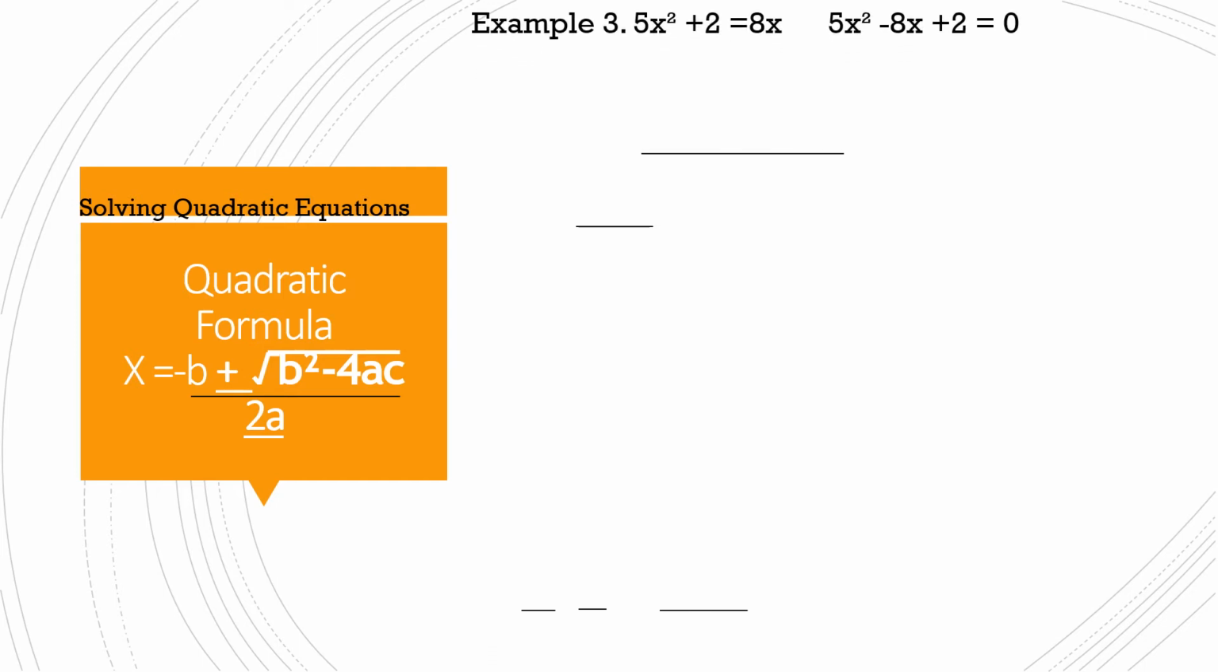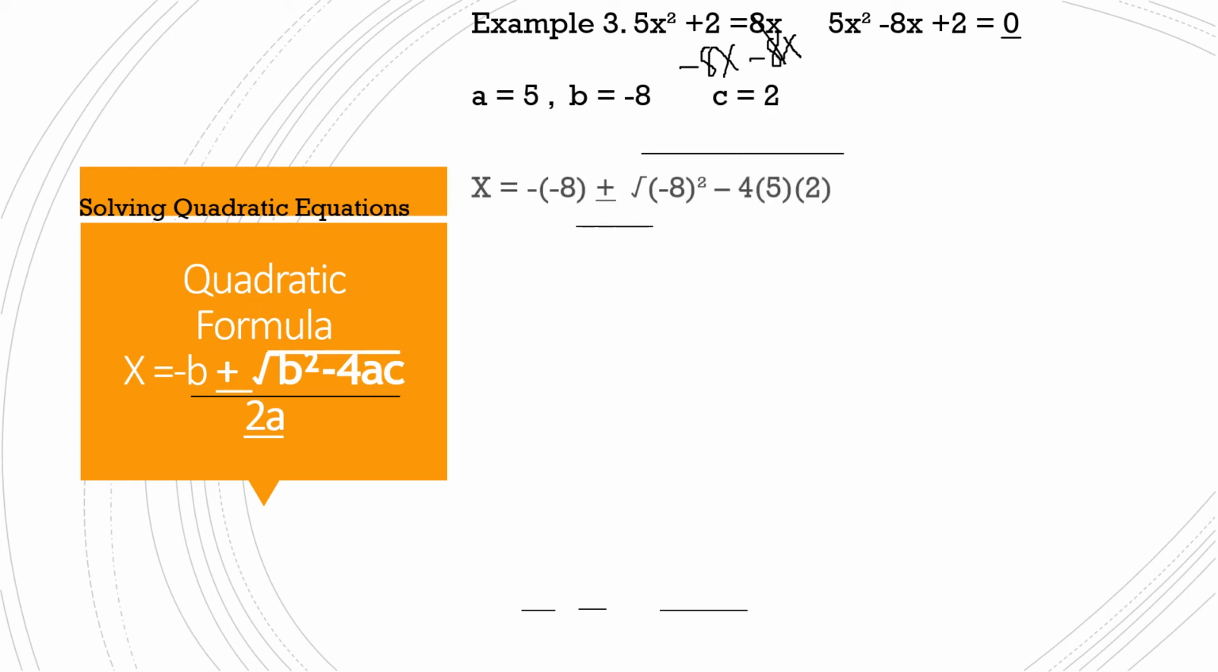Let's have another one here. So we are given here 5x squared plus 2 is equal to 8x. And 8x should be on the left side. So what we are going to do is simply add negative 8x on both sides. So this becomes 0. That's why we have 0 here. And then we have 5x squared minus 8x plus 2. Now we can find the value of a, b, and c and substitute in the given formula.